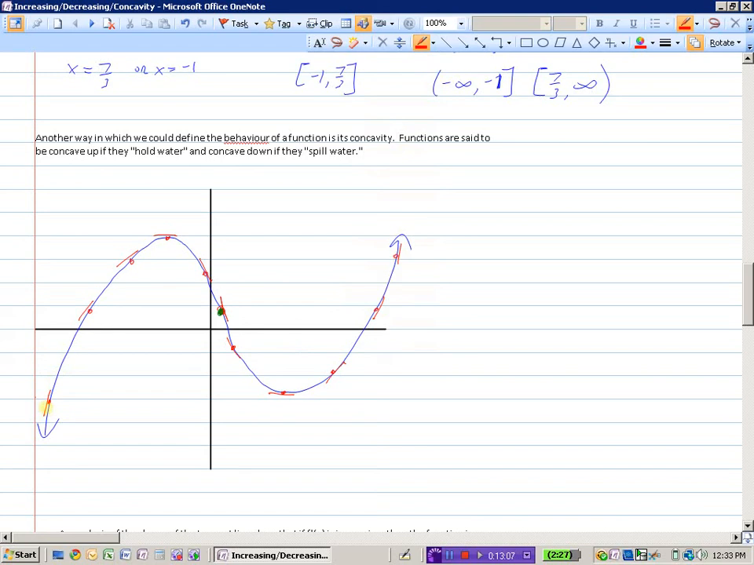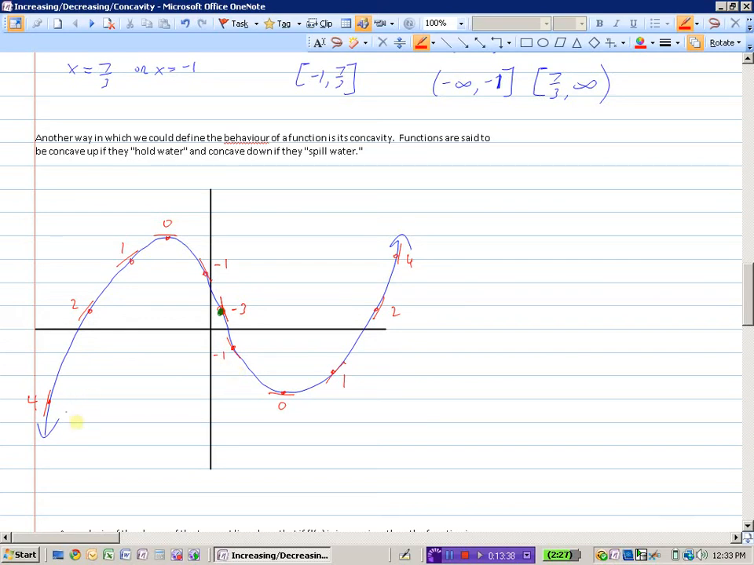This one might be a slope of +4. Maybe here it's +2. Perhaps here it's 1. Maybe here it's 0. This might be -1. Maybe we're at -3 here. This looks to be about -1 again. 0, +1, +2. Maybe we're way up to +4 there. So those would be some plausible slopes of the tangent line on this function.